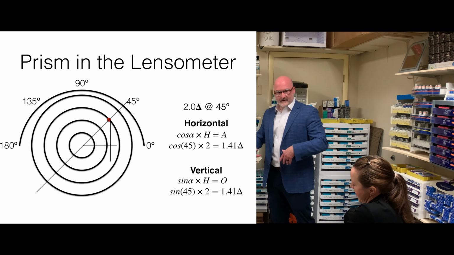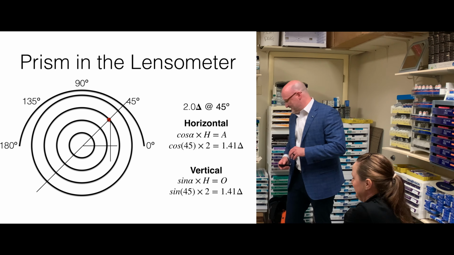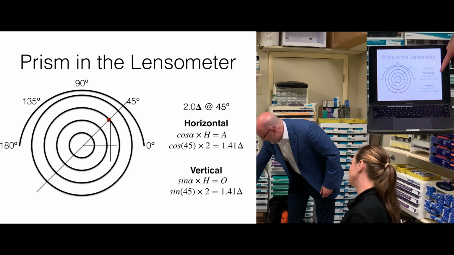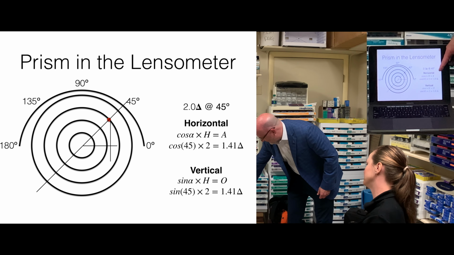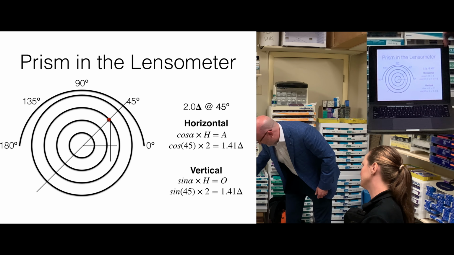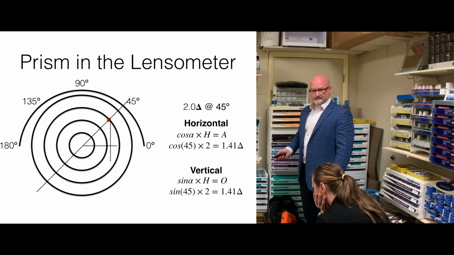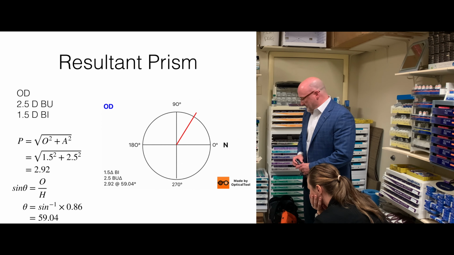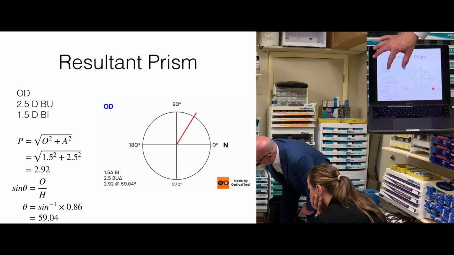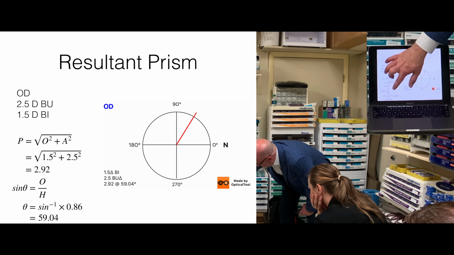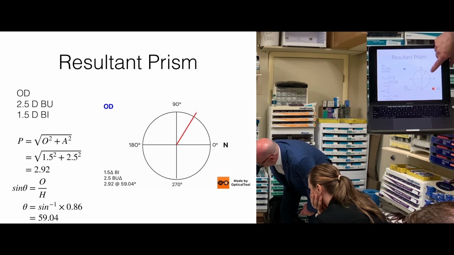And we're not going to go through the math. I can see your faces starting to get like, oh my God. Yeah, that's tough. So anyway, with two diopters at 45, you're going to have 1.41 and 1.41, horizontal and vertical. And then again, you can see it worked out here for the total amount. If you have 2.5 diopters base up and 1.5 diopters base in, we take the square root of the sum of both of those sides squared, and we get a total of 2.92, right? It tells me what meridian it's going to be in, at 59 degrees. So again, this tells me where it's going to be located in the lensometer.